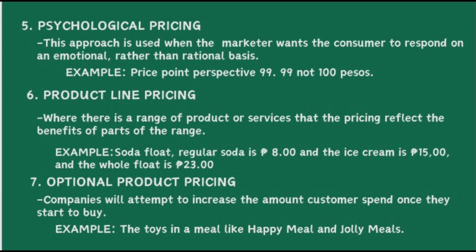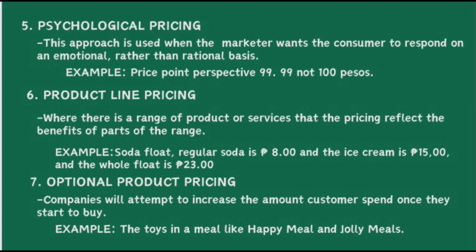Next, product line pricing, where there is a range of products or services that the pricing reflects the benefits of part of the range. For example, soda float. Regular soda is 8 pesos and the ice cream is 15 pesos and the whole float is 23 pesos.